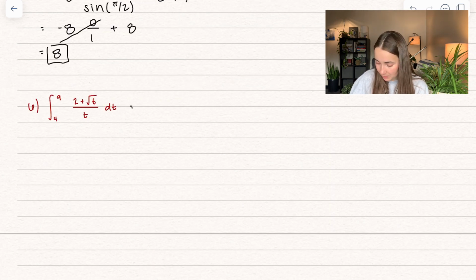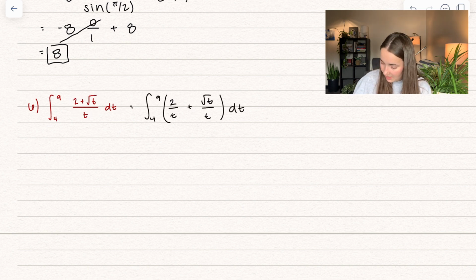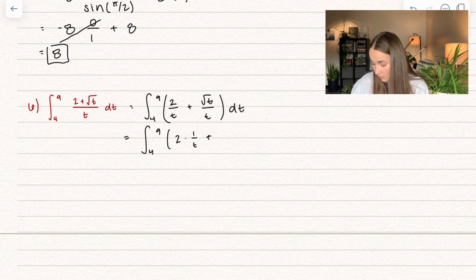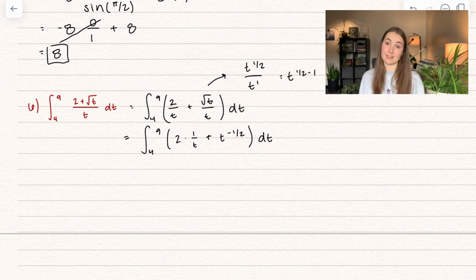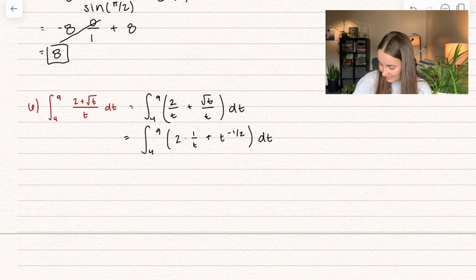Okay, so we got one more here. I'm going to go ahead and separate this into two separate fractions. And so here we have the antiderivative of 4 over 9. And I'm going to go ahead and rewrite this. This is 2 times 1 over t. And this goes down to t to the negative 1/2, right? If we simplify that, this is going to be t to the 1/2 divided by t to the power of 1. When we subtract the exponents, this becomes t to the 1/2 minus 1, which is how I got negative 1/2.